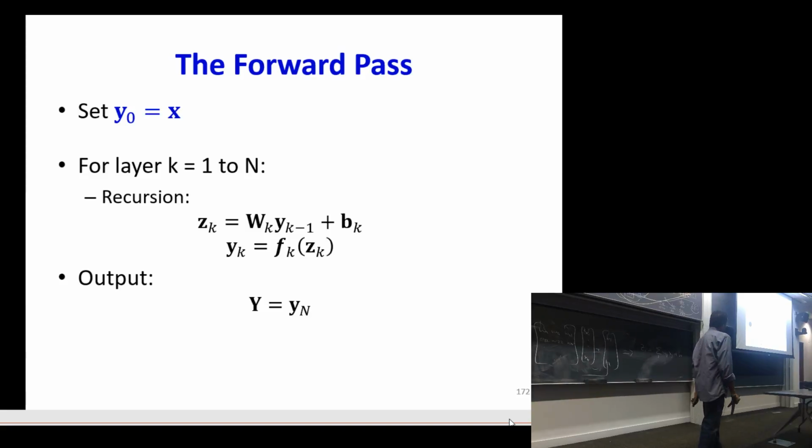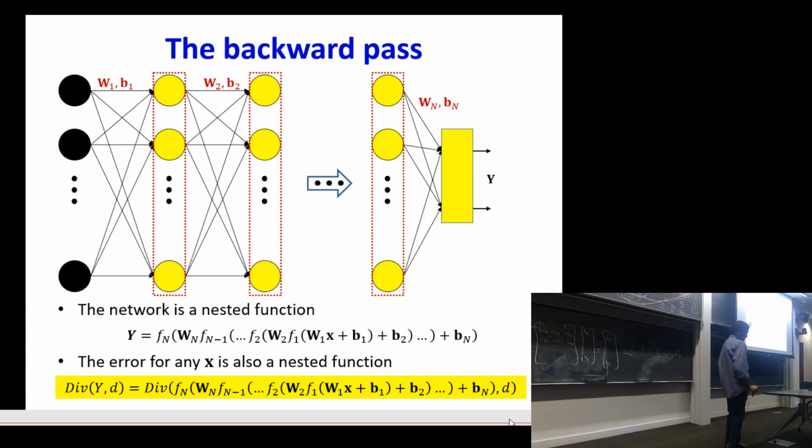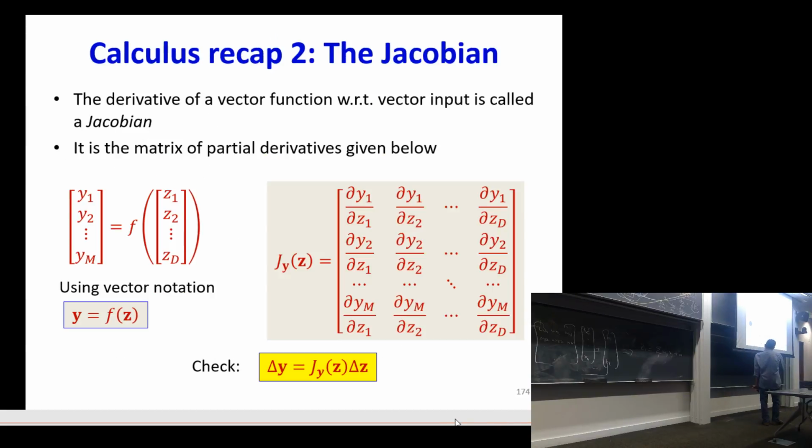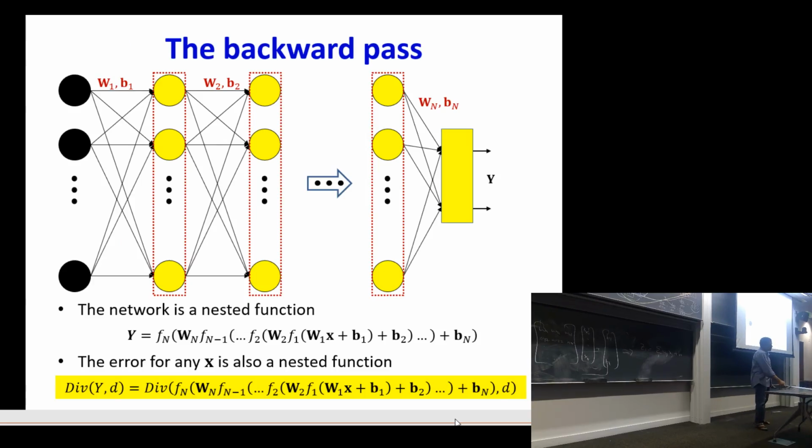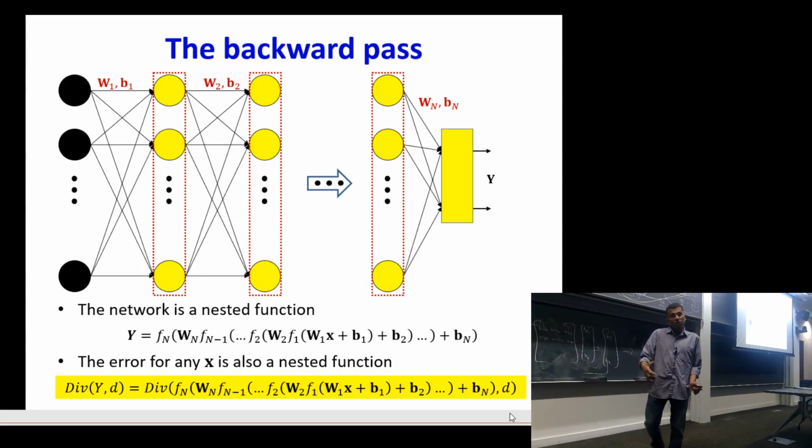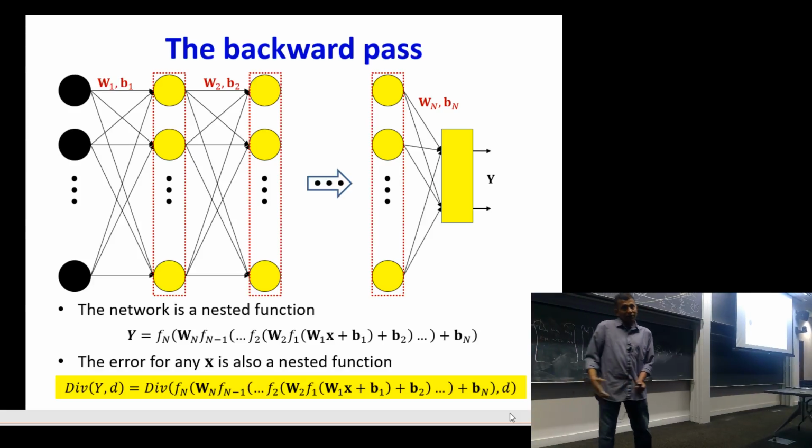Things get a little more fun when you want to compute the derivatives. The divergence is a function of the output. In other words, the divergence is also a nested function. Correct? It's a function of a function of a function of a function. And when you do that, how would you compute the chain rule? You compute the derivative with respect to the outermost function, then you multiply that by the derivative of the outermost function with respect to the next outermost function, and keep following that rule down. So that's the chain.